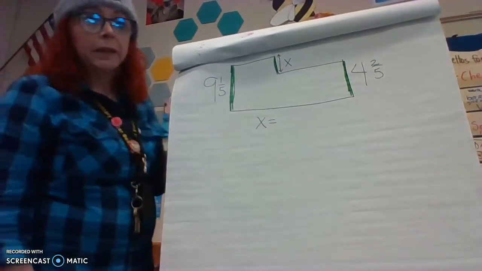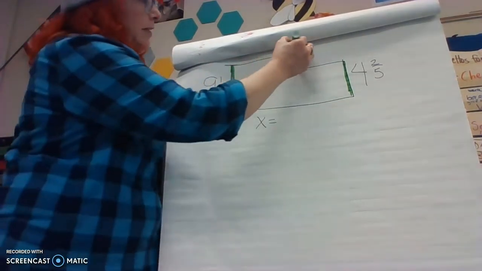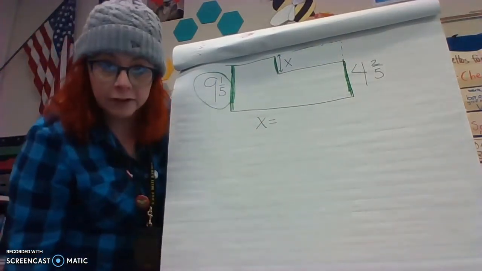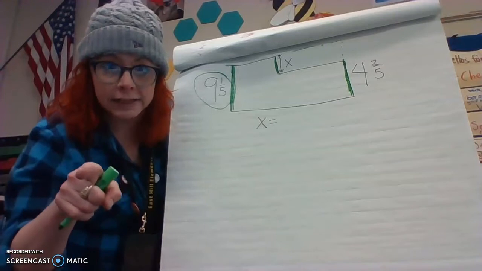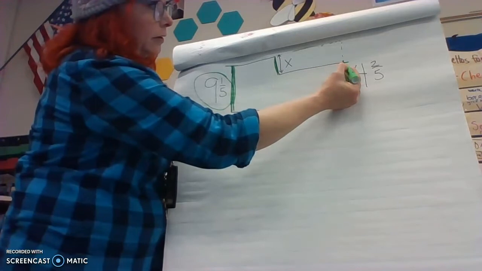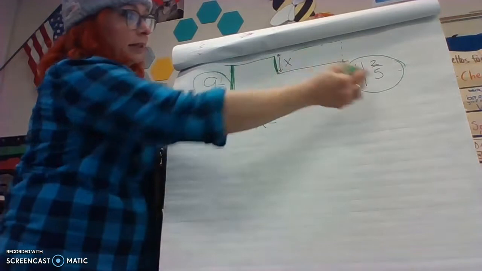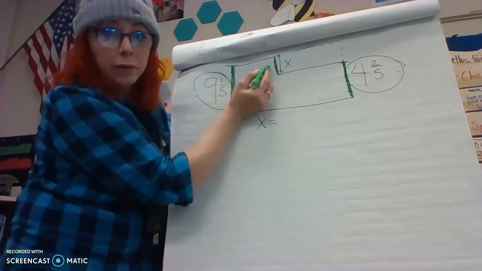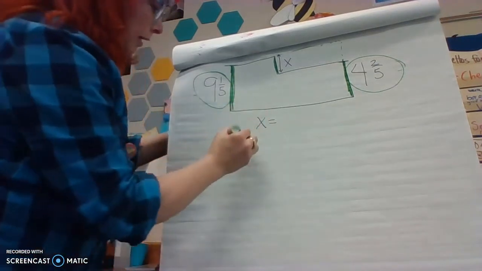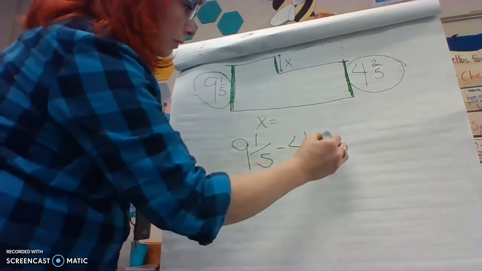Okay, so notice I know how long this line is, right? If this line went out here, I would know that it would be 9 1/5, correct? Yeah, say yes. Okay, good. But it doesn't. It stops right here. And I know how long this line is. When you have two lengths like this, and you have to find the one that's missing, almost always you're going to subtract, guys. So I have 9 1/5 minus 4 2/5.